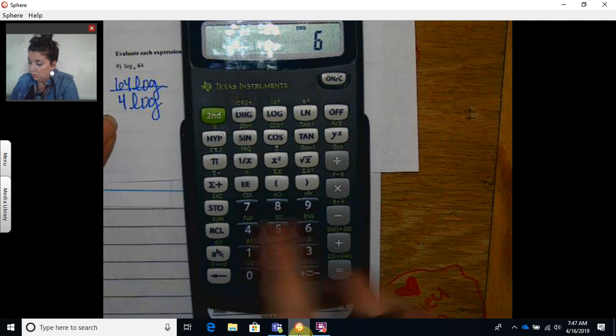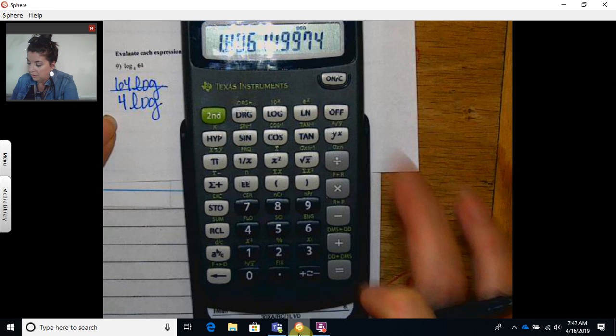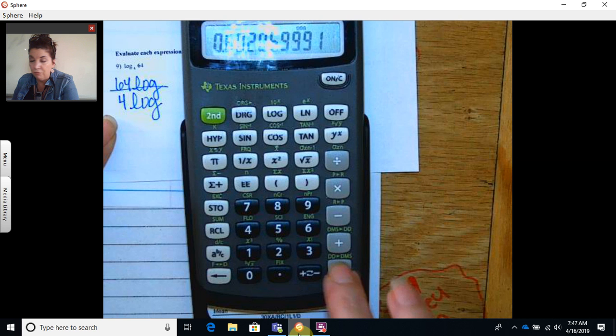So 64 log divided by 4 log, and don't forget to press your equal sign.